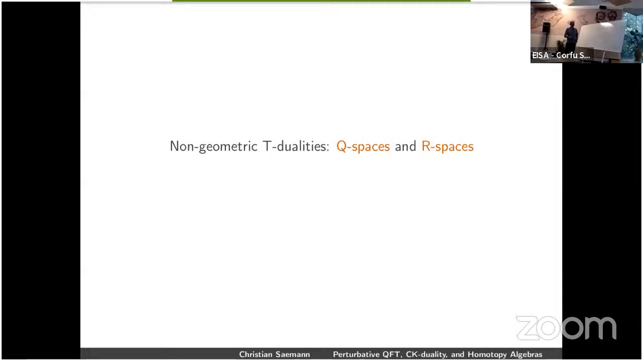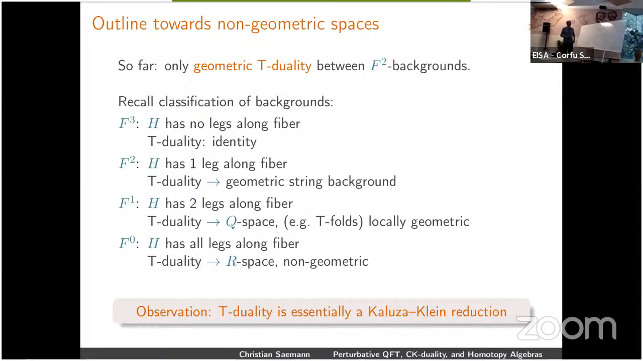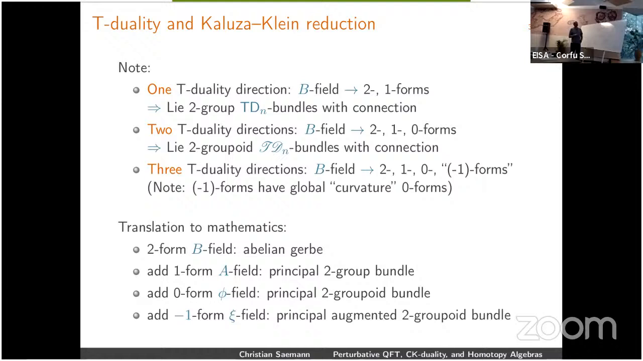Okay, so let me sketch the idea of the non-commutative, non-geometric cases. Remember, we had all these backgrounds, and so far I've done F2 for you, generic T-duality for F2. And we would like to also do the others. The observation is that T-duality is essentially a Kaluza-Klein reduction. Remember, there was fiber integration in the Gysin sequence, right? So we're essentially doing Kaluza-Klein reduction. The metrics are Kaluza-Klein metrics. There are lots of reasons why you should regard it as this. So we do Kaluza-Klein reduction of a B field. A two-form, one-dimensional Kaluza-Klein reduction, you get a two-form and a one-form. So we get a Lie 2-group, combine them into a non-abelian 2-bundle. With two T-duality directions, we get from the two-form a two-form, a one-form, and a zero-form.